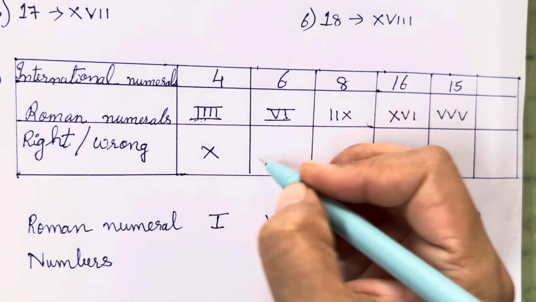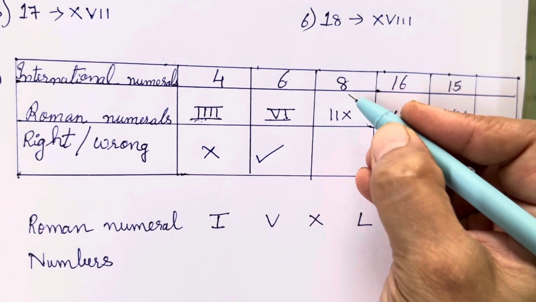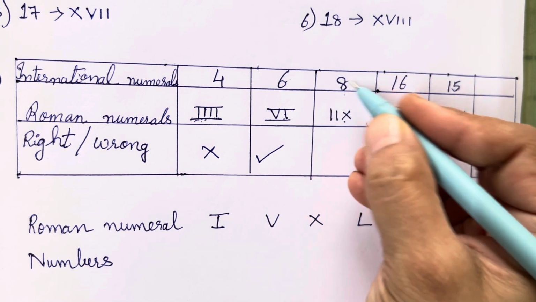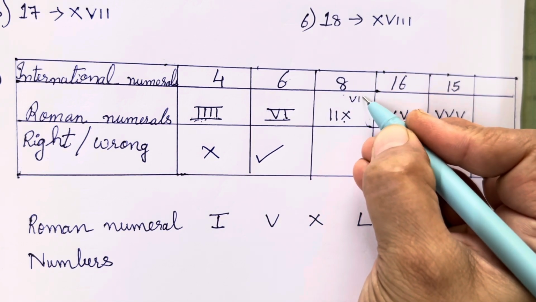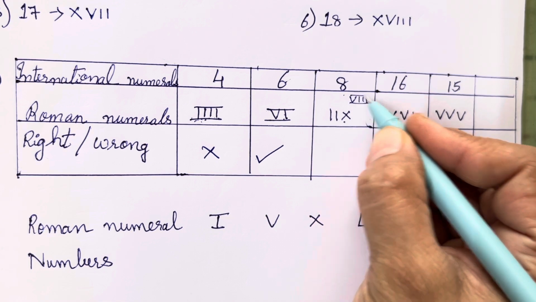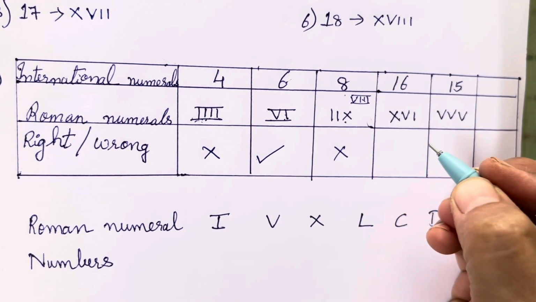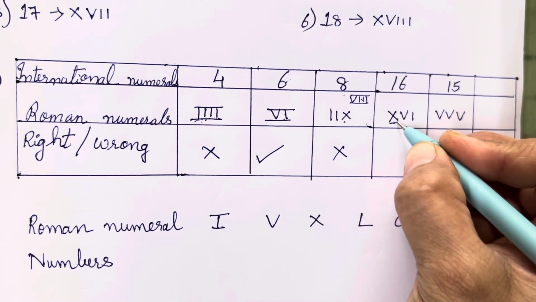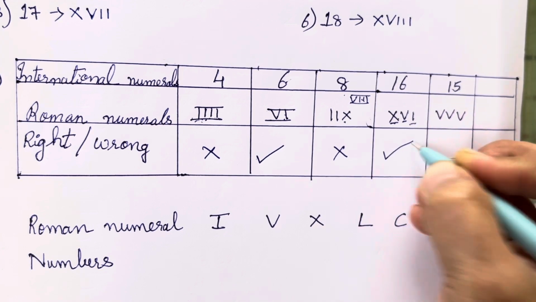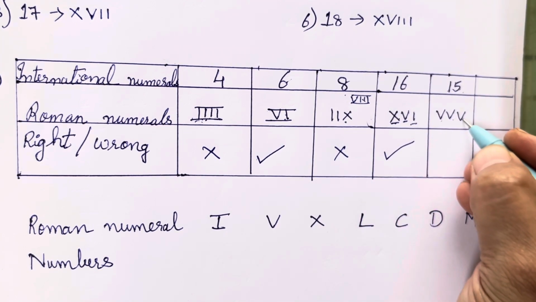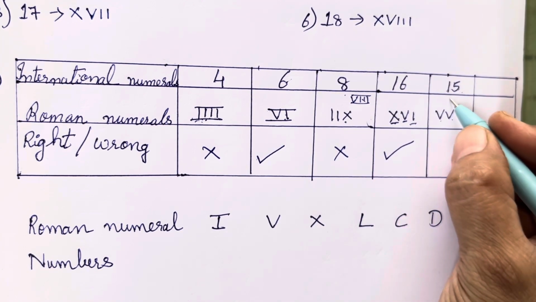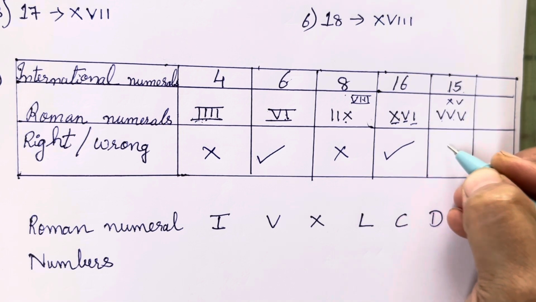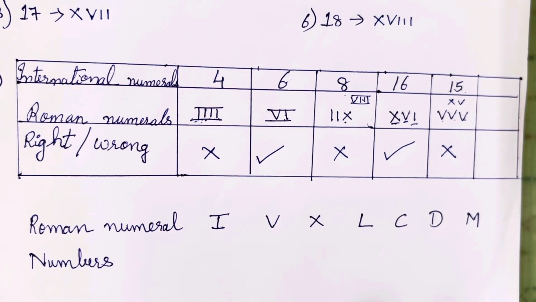6, we write it in this way, so it is right. 8, so this is wrong. 8 we write as 5 plus 3. This is the form of 8. So this is again a wrong pair. 16, 10 plus 5 plus 1, 16. 15, we don't write 15 in this way. We write 10 and 5. So this is also the wrong pair.